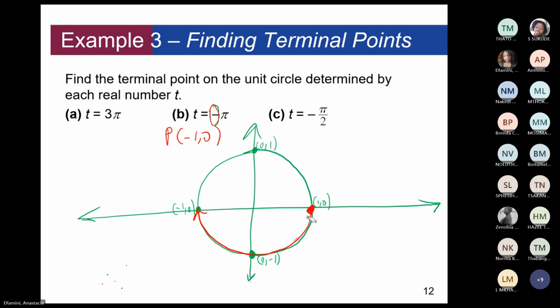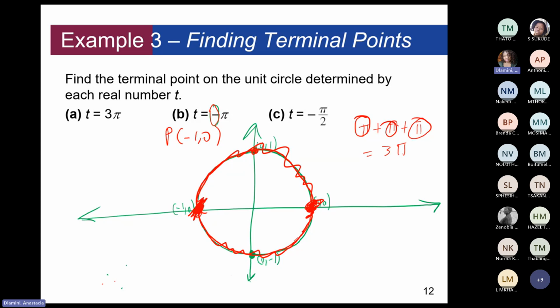Isn't 3 pi the same as pi plus pi plus pi? This is equal to 3 pi, right? So if I move from here, this is pi over 2, plus another pi over 2, this is pi. This is the first pi. If I move from here and come back here, this is another pi. If I move from here again and come back again here, this is another pi. So that's 3 pi. That's how I move.